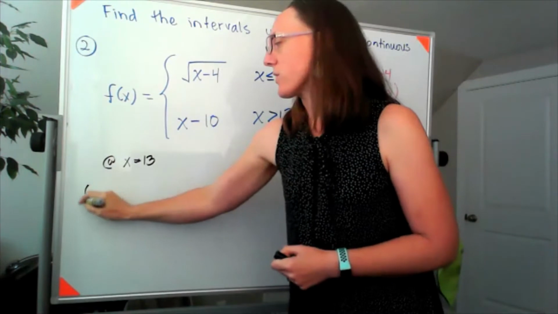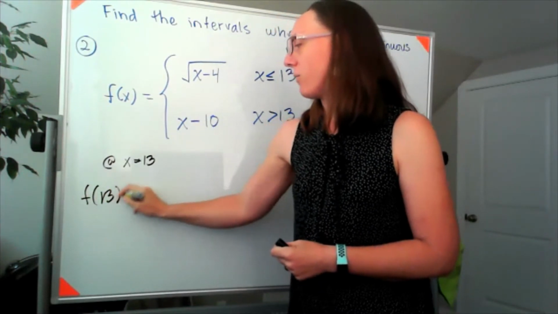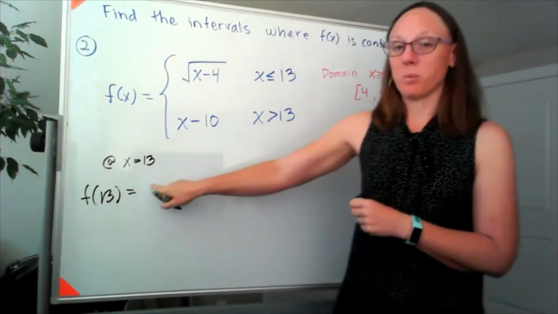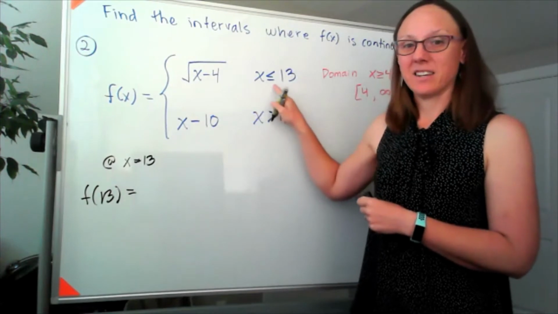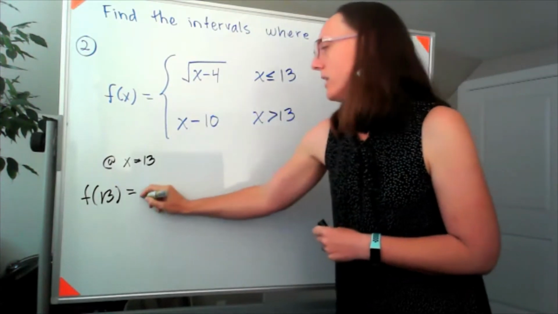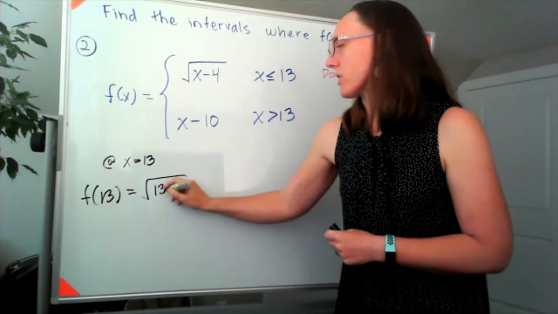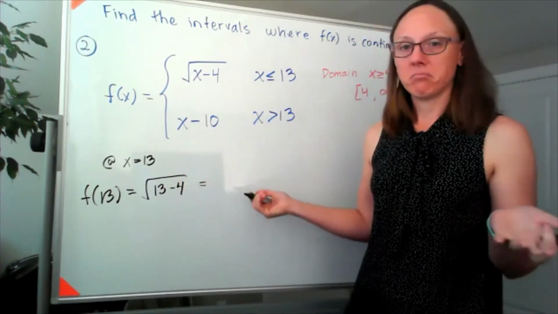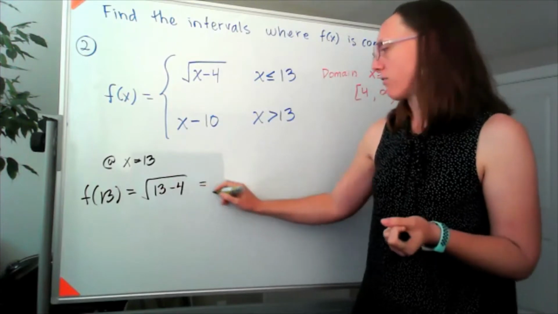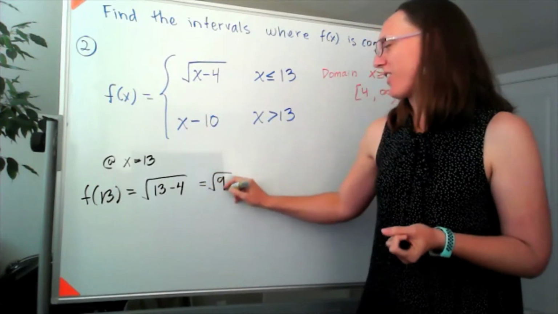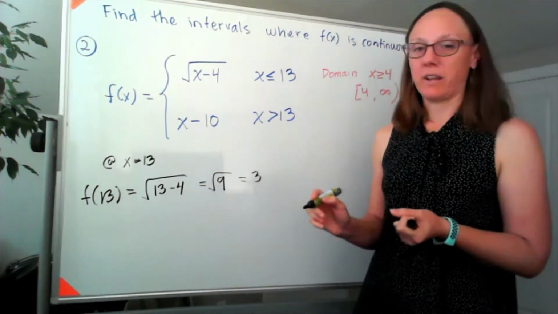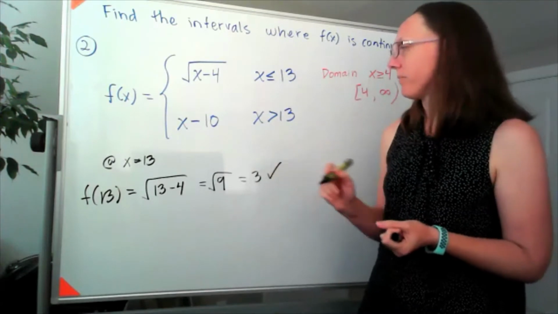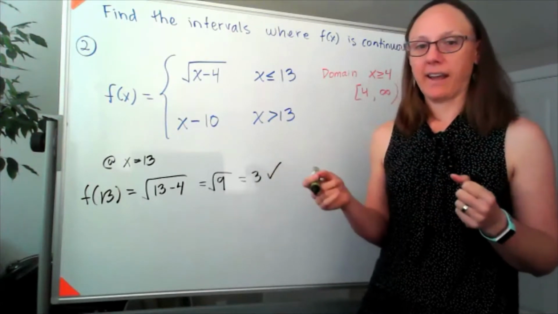And at x equals 13, the first thing I want to know is, is there somewhere that we get to plug in the 13? And there is, because this one has the "or equal to." So I'd have the square root of 13 minus 4. 13 minus 4, that's going to be the square root of 9, or 3. Great, we got a number. And I guess I feel like 3s today.